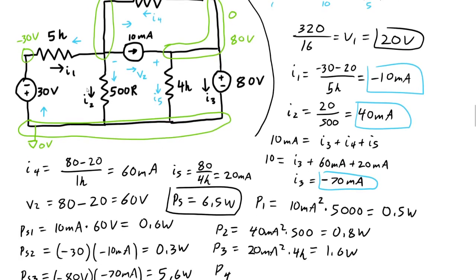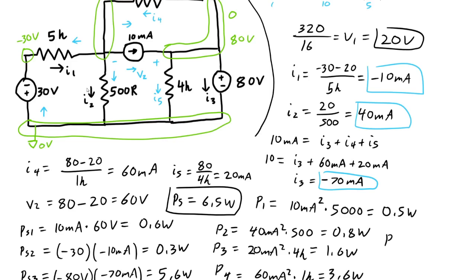And finally, the last resistor is I4 squared. I4 is 60 milliamps times 1 kilo ohm. So 60 minus 3 squared times 1,000 is 3.6 watts.